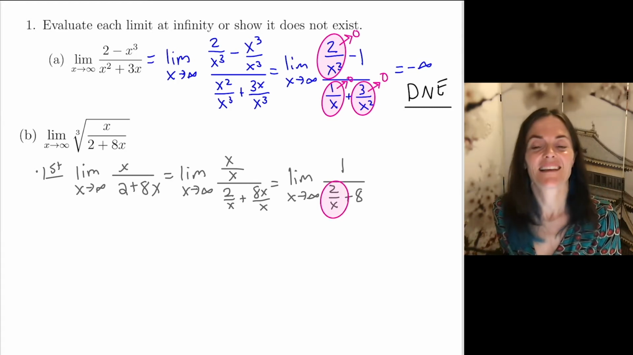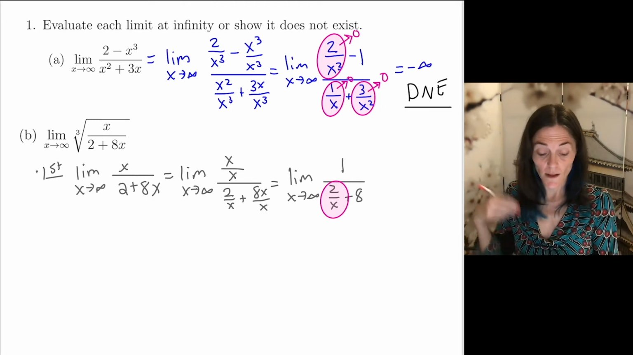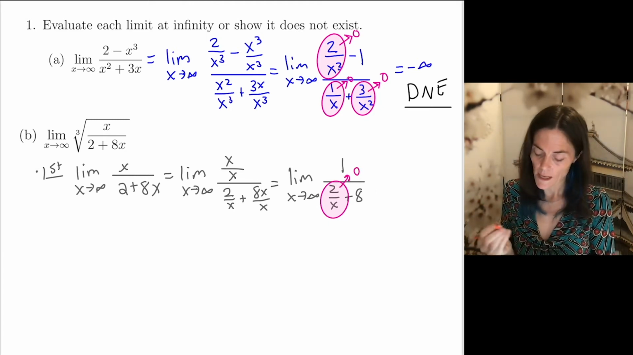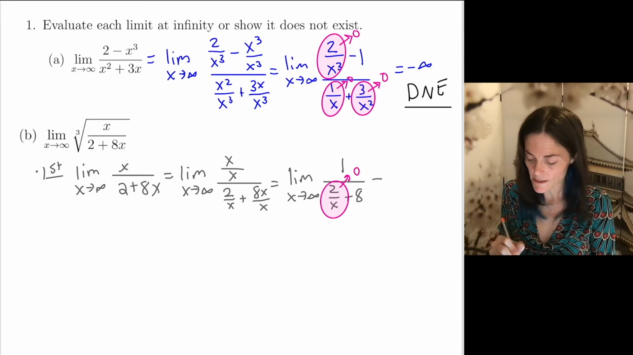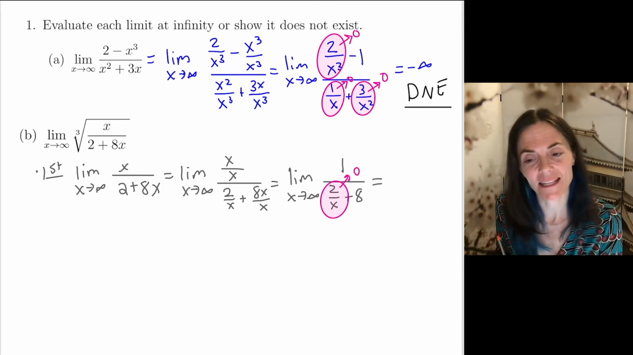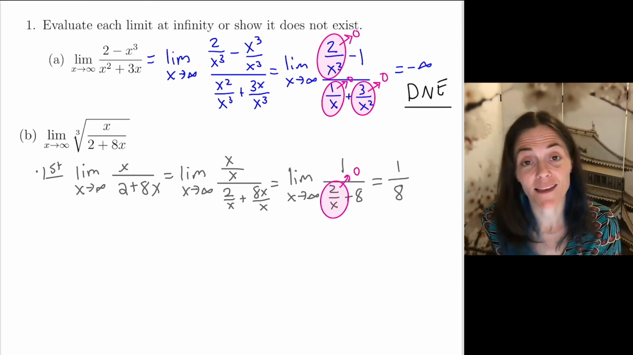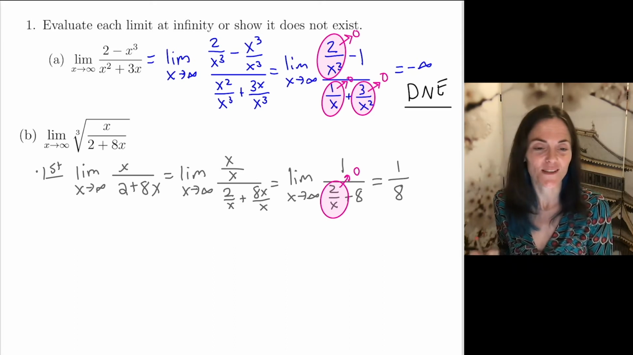Now, 2 over x. Well, as x grows without bound, this approaches 0. And so the limit is 1 over 0 plus 8. It's 1 over 8. This is not my final answer because this was just the first step.